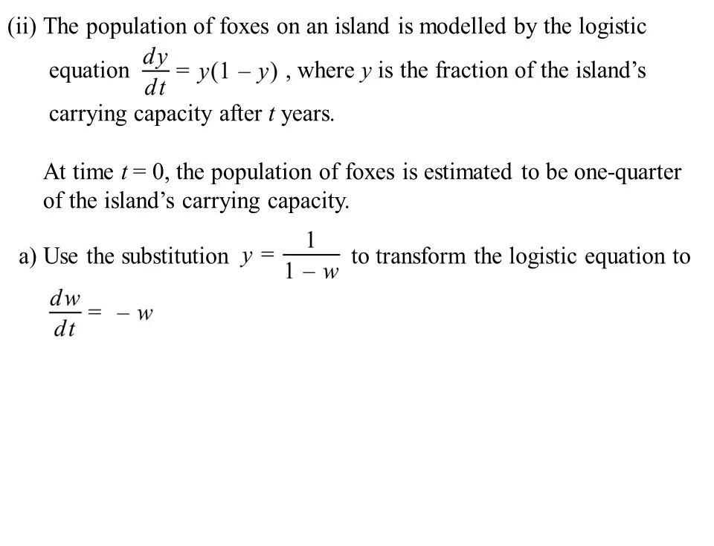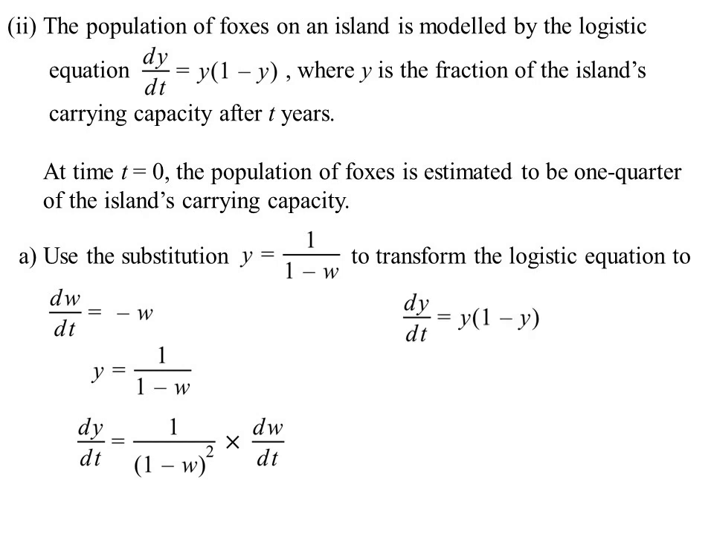Use the substitution y equals 1 on 1 minus w to actually change this logistic equation to something much simpler, and something hopefully we recognise to be that basic growth and decay equation we saw before. So if y is 1 on 1 minus w, then dy/dt, well, can't differentiate this with respect to t, but I can with respect to w, then multiply by dw/dt. Now, dy/dt is equal to y(1 minus y).